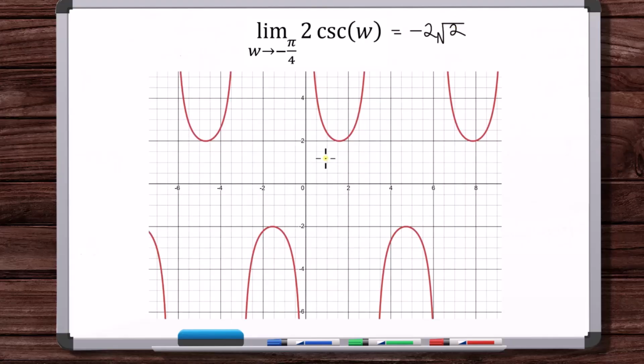There's 2 cosecant of w, so minus pi over 4 is around minus 0.78. So here's minus 1. So right around here. Minus 2 root 2.